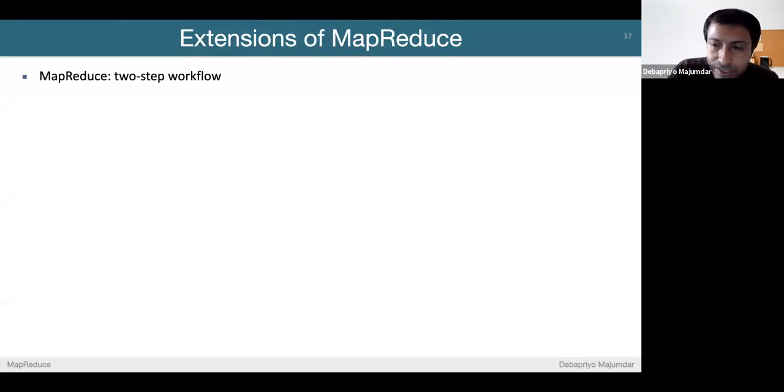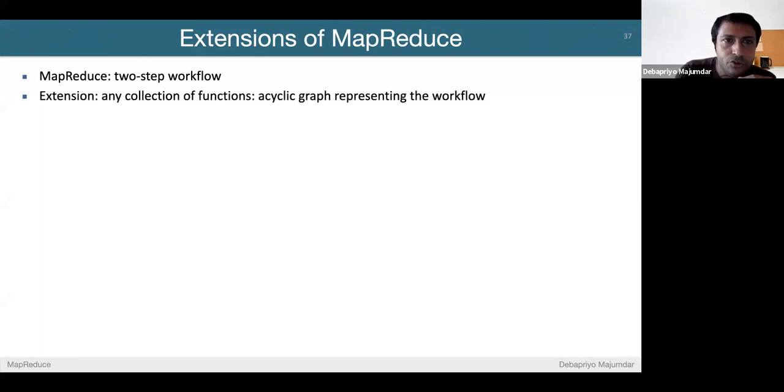So there are other ways people have tried to extend MapReduce, although to tell you upfront, they did not really take off much. They are too complicated, but still it's good to know what you can do. MapReduce is a two-step workflow, right? You do a map, then the data flows, and then you do reduce.